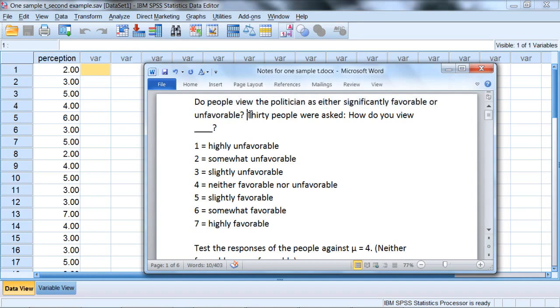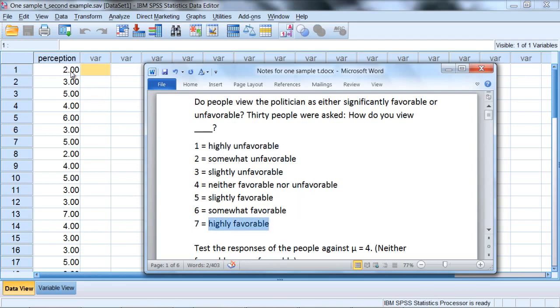What we did here, once again a hypothetical example, is that 30 people were asked, how do you view blank, whoever the politician's name is? Then they were asked to respond on the following scale. They could respond from highly unfavorable all the way to highly favorable. They had to choose one of these.